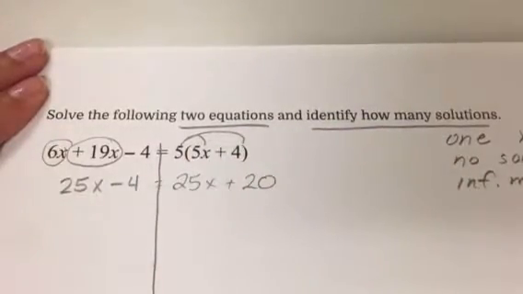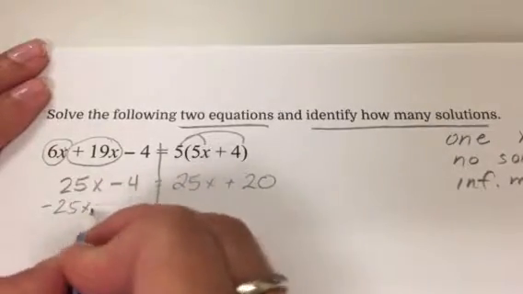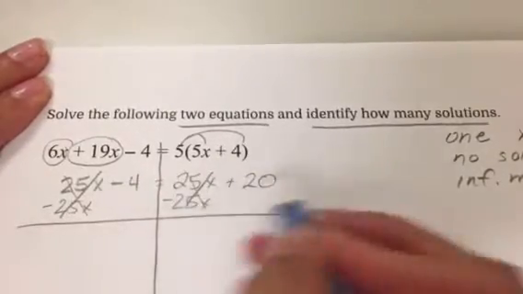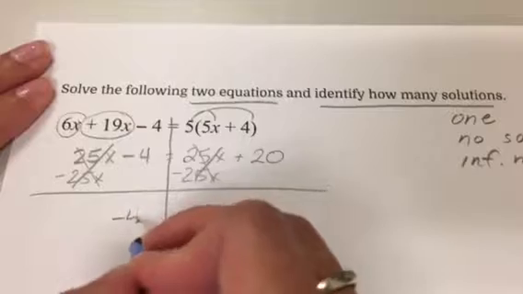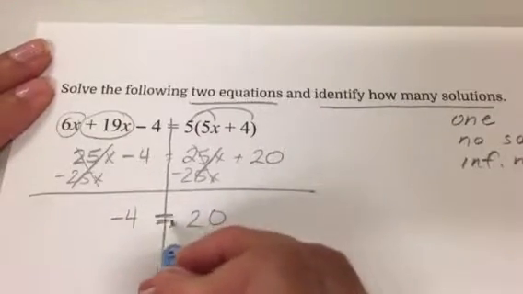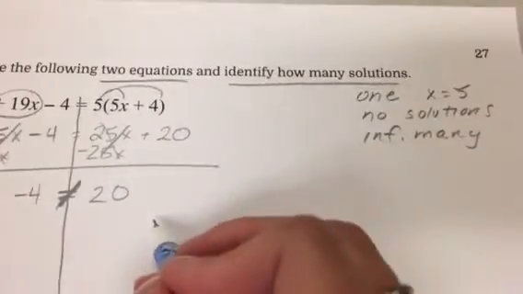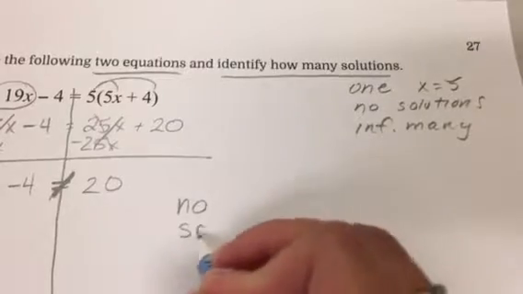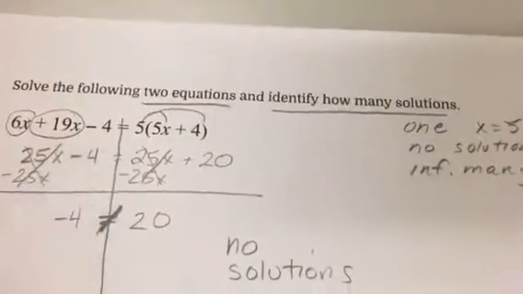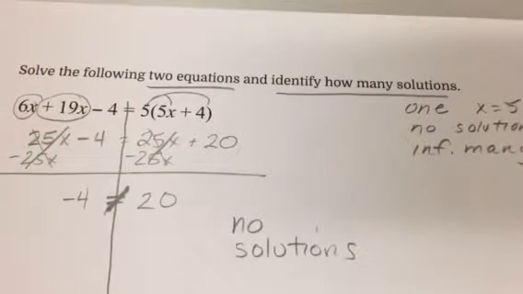All right, now I'd like to move the variables. You can move either one since they're the same. If I subtract 25x, they're gone on both sides. So what I'm left with is -4 equals 20. Well, that is not a true statement. So in this case, there are no solutions because that is not a true statement. There's nothing that I could put in for x that would make that equation true.